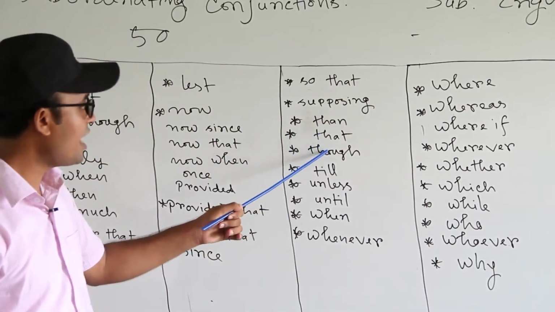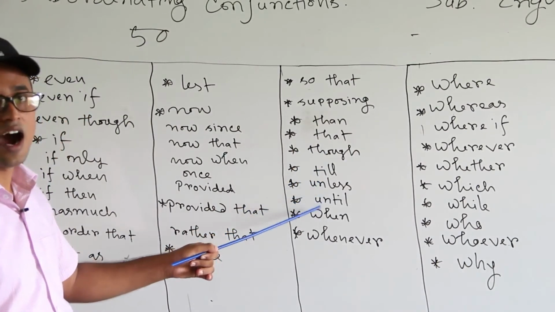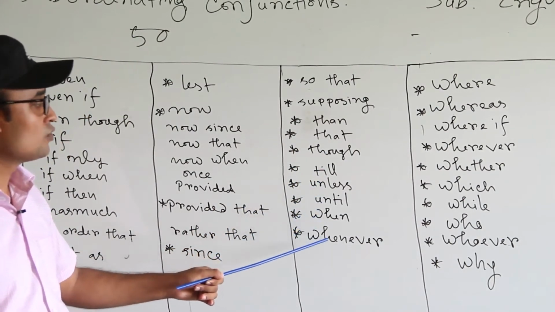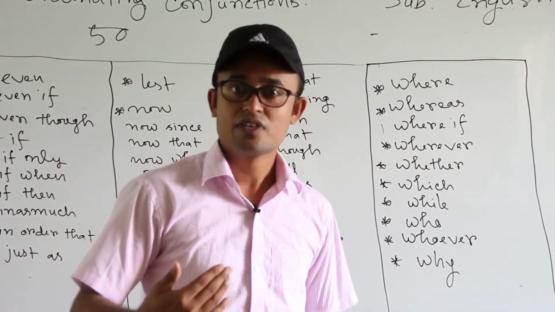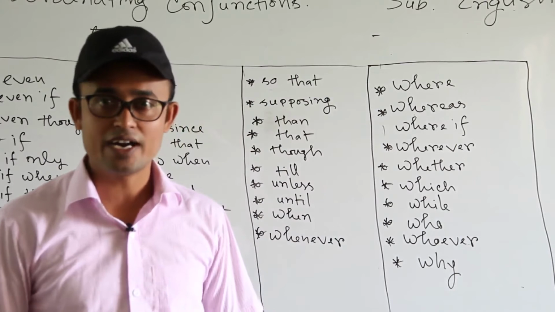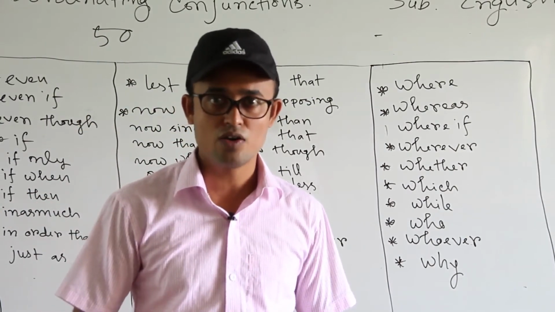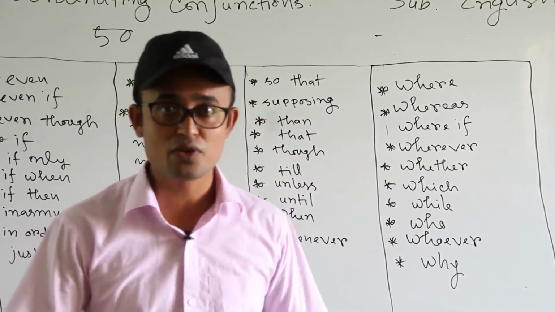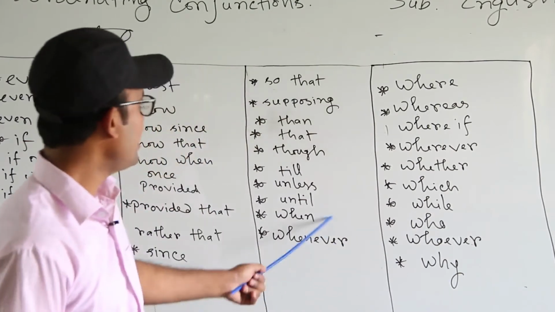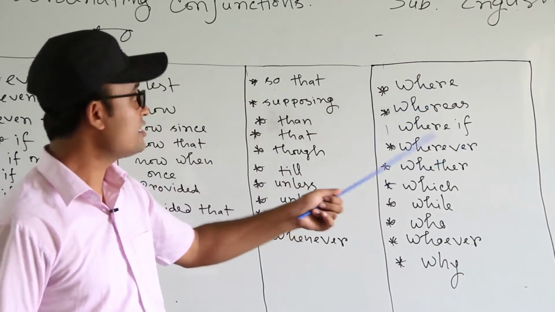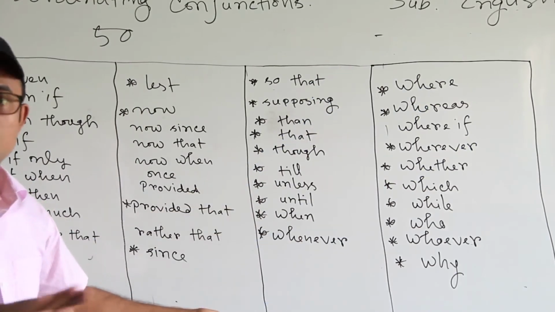Then, that, though, till, unless, until, when, whenever. For example, whenever is also a very common subordinate clause marker. For example, আমরা বলতে পারি যে যখনই তুমি সুযোগ পাও তখনই তোমার পড়াশোনা করা উচিত. Whenever you get an opportunity, you should read attentively. Then, where, these all are very frequently used subordinate clause markers in your so-called book.